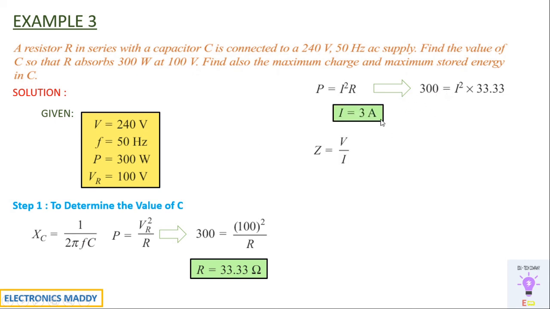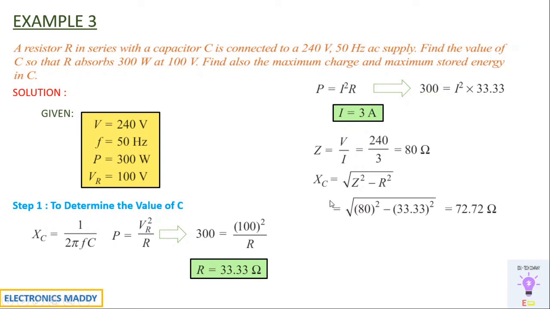Once you know the value of I and the value of R, now we know Z is equal to V by I. First substitute the value of V and I, and you will be getting 80 ohms. So you know the value of Z, you know the value of R. Now we can find the value of Xc as well. How do we do that? Xc is equal to square root of Z square minus R square. Substituting the values of Z and R, you will be getting 72.72 ohms.